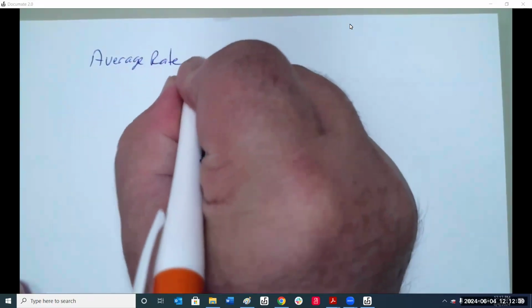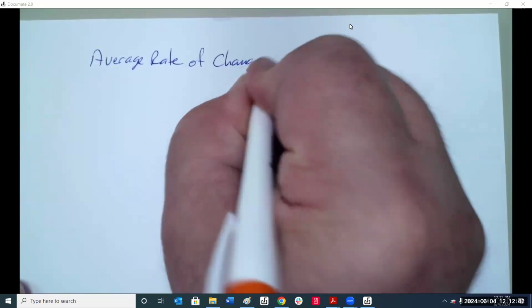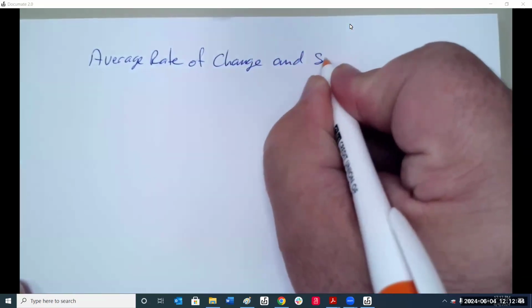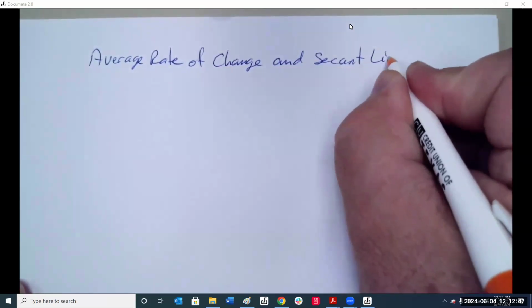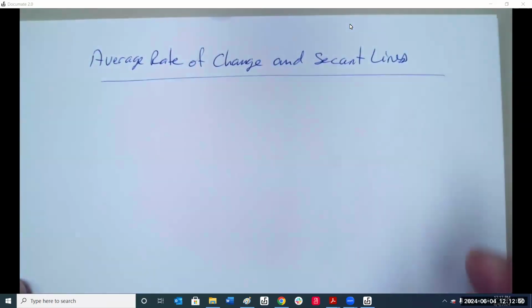This next section, we're going to talk about the average rate of change and secant lines. We just looked at average rate of change and tangent lines. What's the difference between a tangent and a secant line? I hear crickets. What's the difference between a tangent and a secant line?